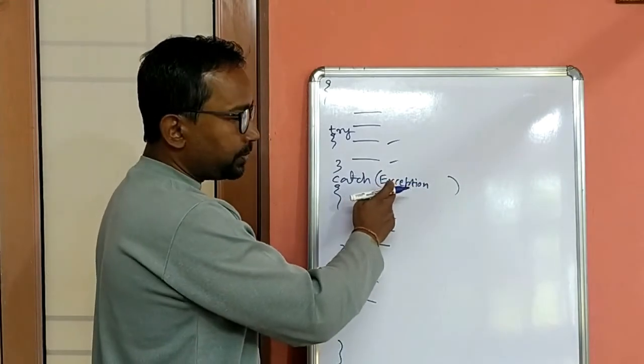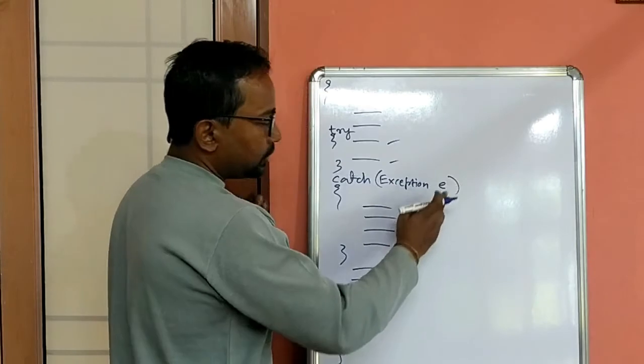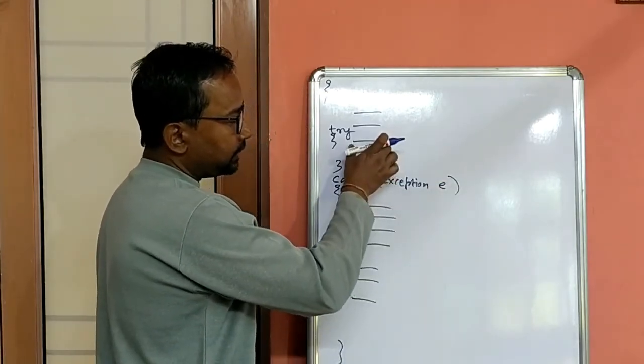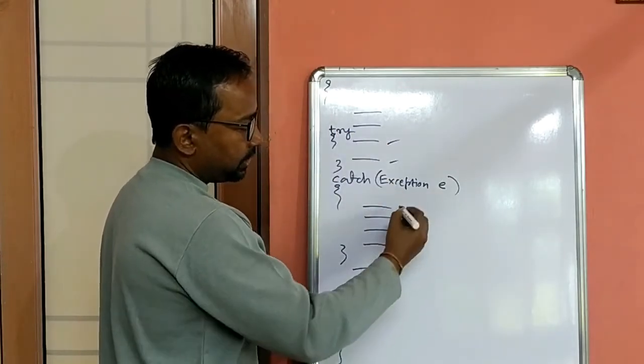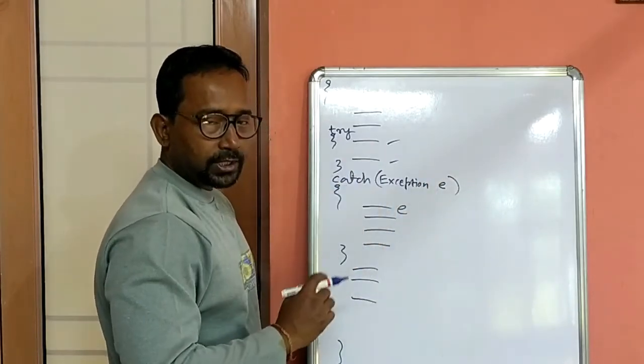This superclass object can refer to any subclass object. So here, Exception e. This e is nothing but an object of the Exception class which will catch the exception which occurs in the try block, and here internally we will handle the exception using the e object. We can display a meaningful message for the user about what exception has occurred.